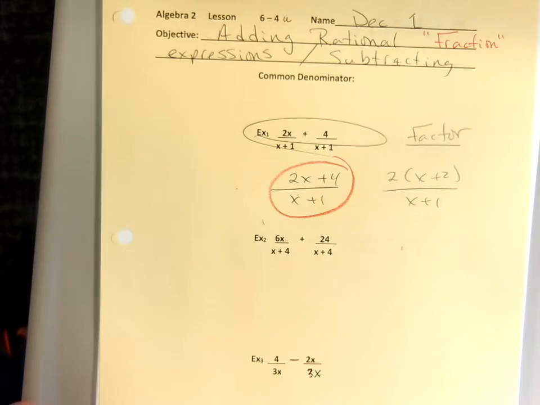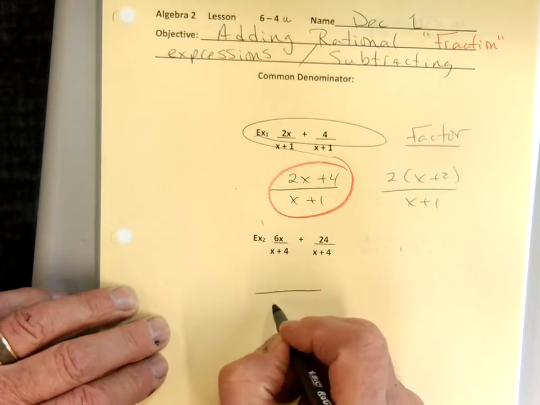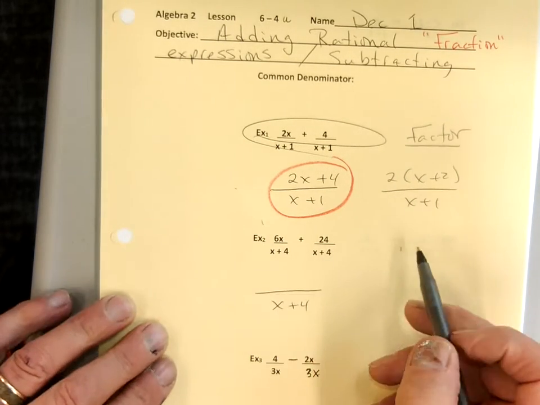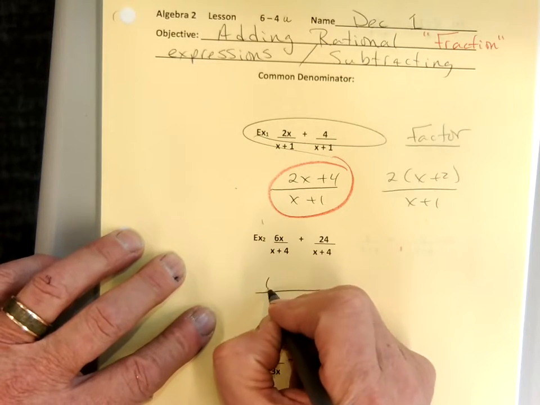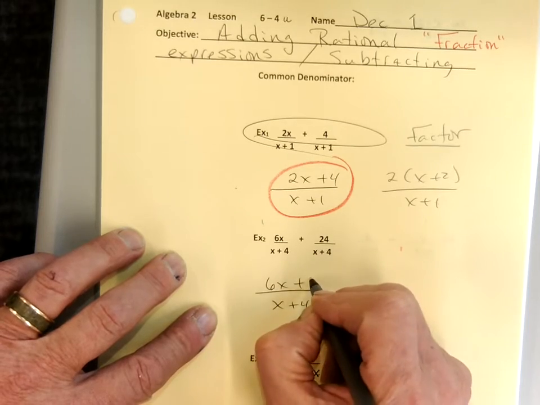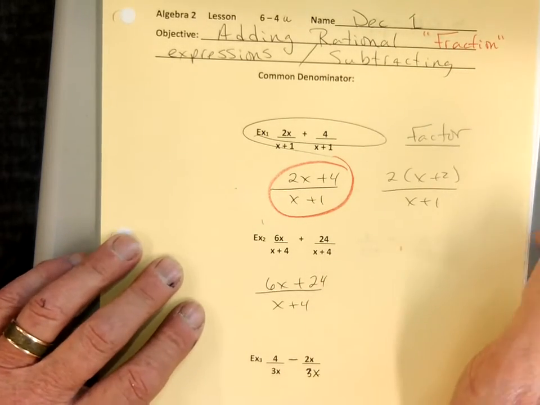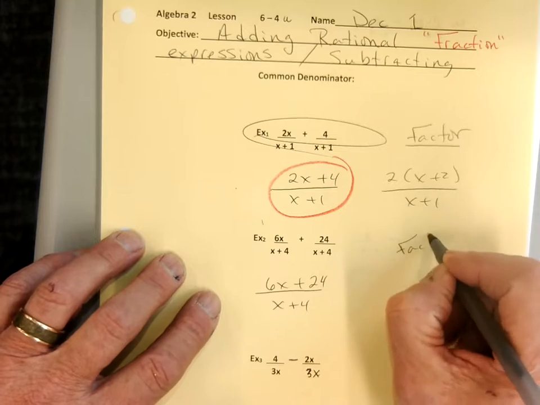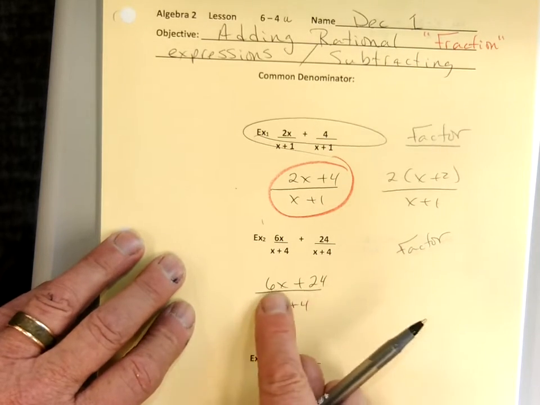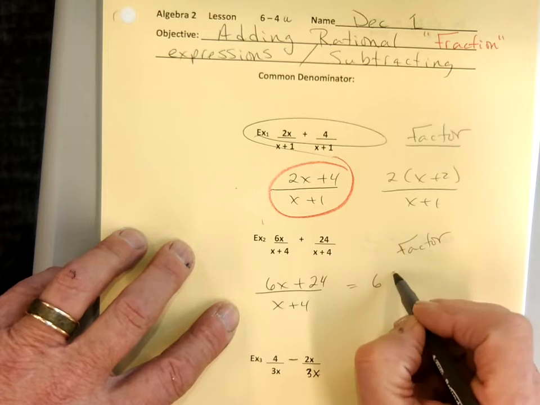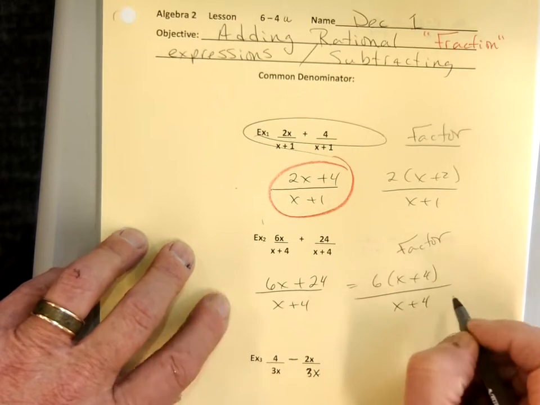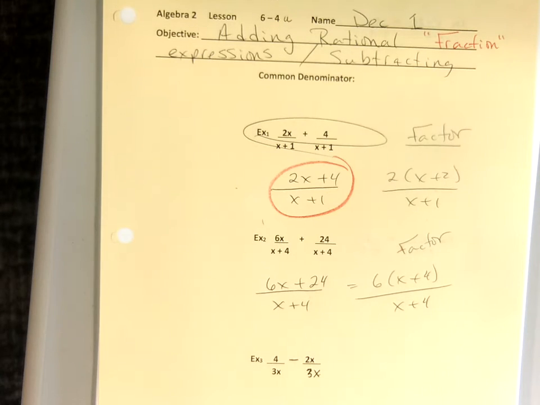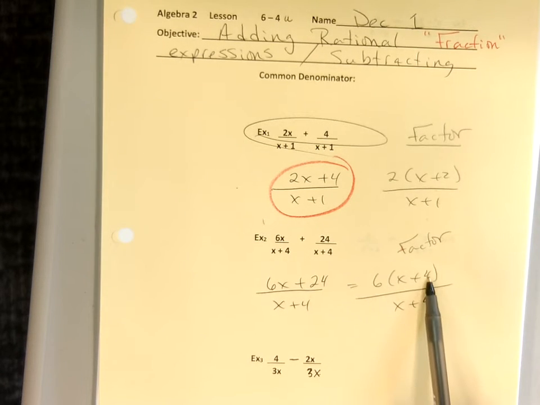Okay, good. Example 2. What's my common denominator? X plus 4, everybody agree? So if we add, 6x plus 24. Now, can I do more? What can I do? Can you make it 6 in parentheses x plus 4? Yep, 6 times 4 is 24. 6 times x, 6 times 4. You with me?